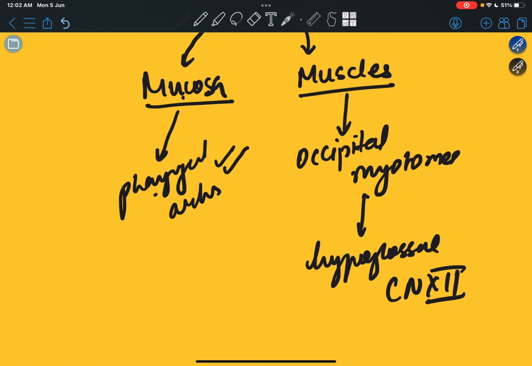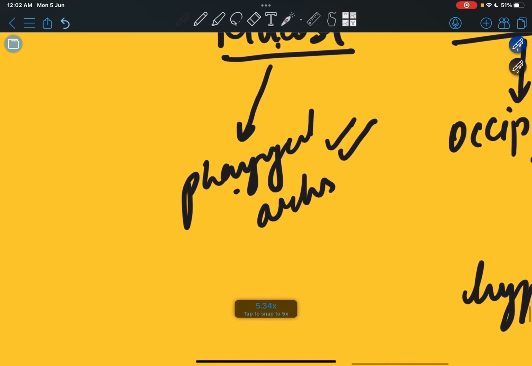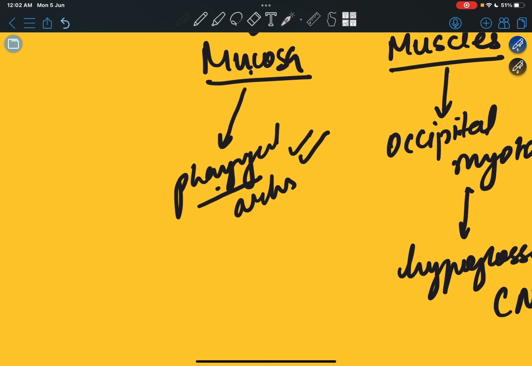I'm going to make a quick short video about the muscles of the tongue and their actions and nerve supply, so I'm not going to talk much about it in this video. The mucosa, on the other hand, is supplied by the nerves of the pharyngeal arches. For example, the nerve of the first arch is the mandibular nerve. So the tongue also has a nerve supply from the mandibular nerve, and so on.